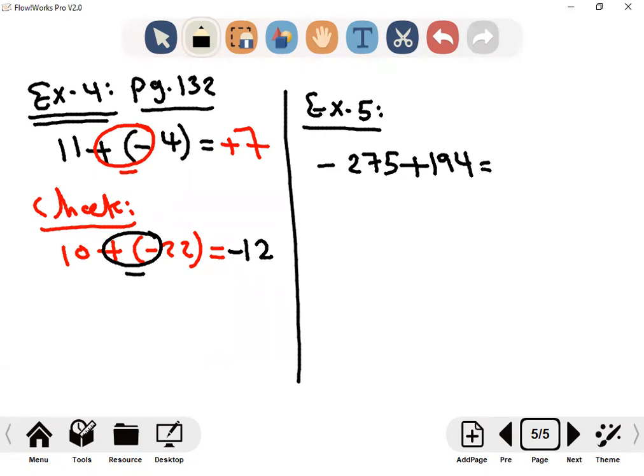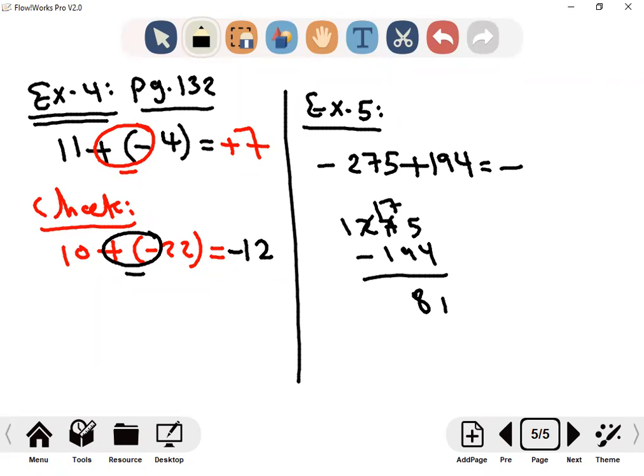Similar or different? Add or subtract? So we subtract and we put the bigger sign. What's the bigger sign? The negative with the bigger number, right? So the answer is negative and let's subtract them. Got it? 275 minus 194. Subtract normally, to know the difference between the numbers. Here 1, here 1, here 7, 1, here what? 8.